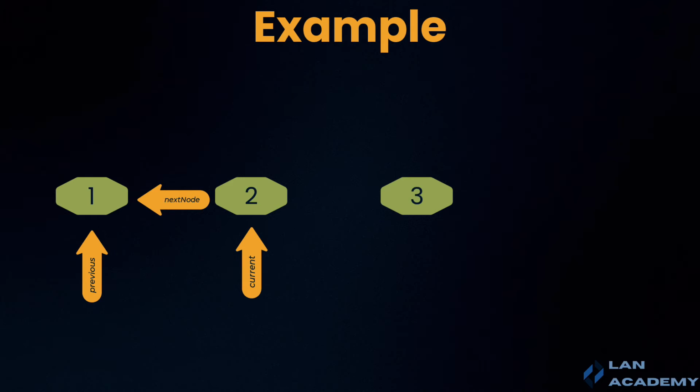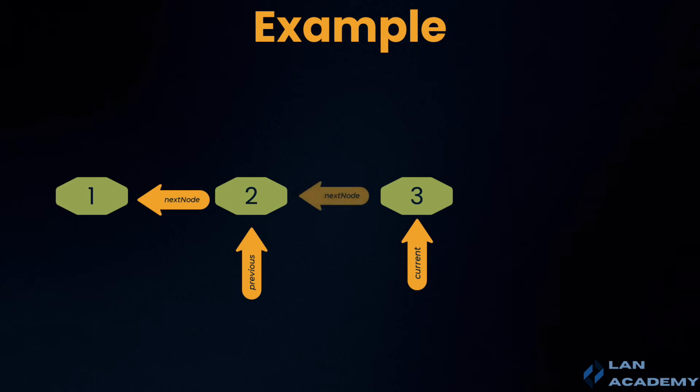In the second iteration, we store the reference to the next node, the node with value 3, in next node. We reverse the link by setting the next pointer of the node pointed to by current to previous, making the node with value 2 point to the node with value 1. We then move previous to point to the node with value 2 and move current to next node, which is the node with value 3. This process continues for each node in the list.